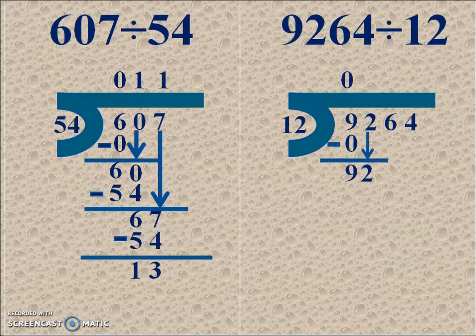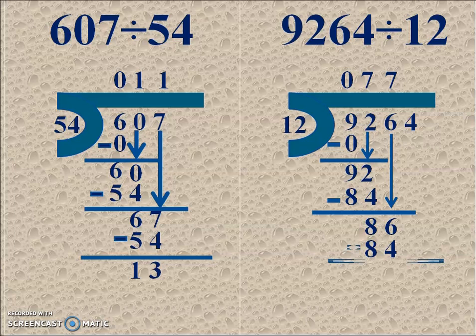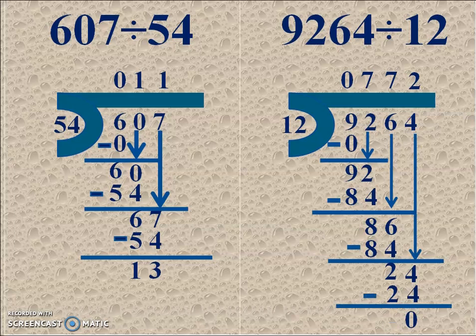Then we bring 2 down, where 12 sevens are 84. Now subtracting 84 from 92, we get 8. Then we bring 6 down, which becomes 86. 12 sevens are 84 again, and subtracting 84 from 86, we get 2. Then we bring 4 down. Now 12 twos are 24. So 24 minus 24 gives us 0. Here we got answer 772 with the remainder 0.